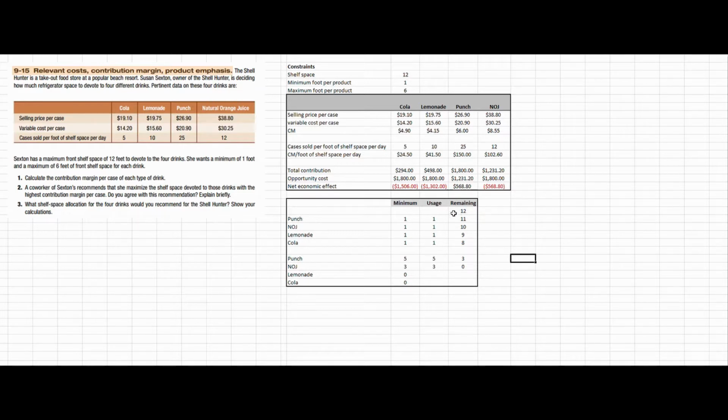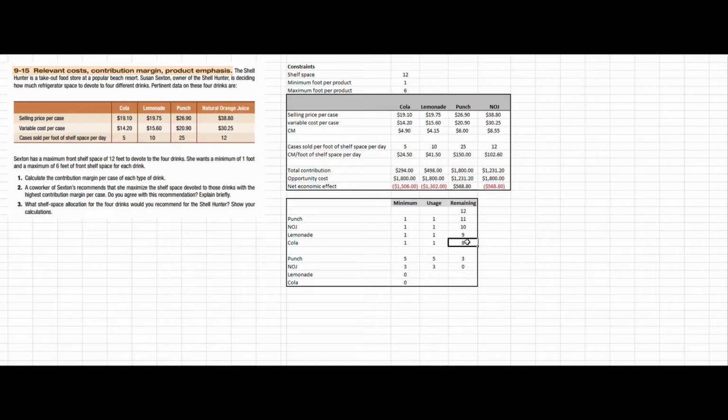So here's how we're going to go about doing this. I've got 12 feet of space to allocate. I'm going to go to this constraint first, and I'm going to allocate 1 foot to each one of my products to satisfy that constraint. As I do that, what's going to happen? Of my 12 feet, I'm going to end up using 4 of my 12 feet. I'm going to have 8 feet remaining.